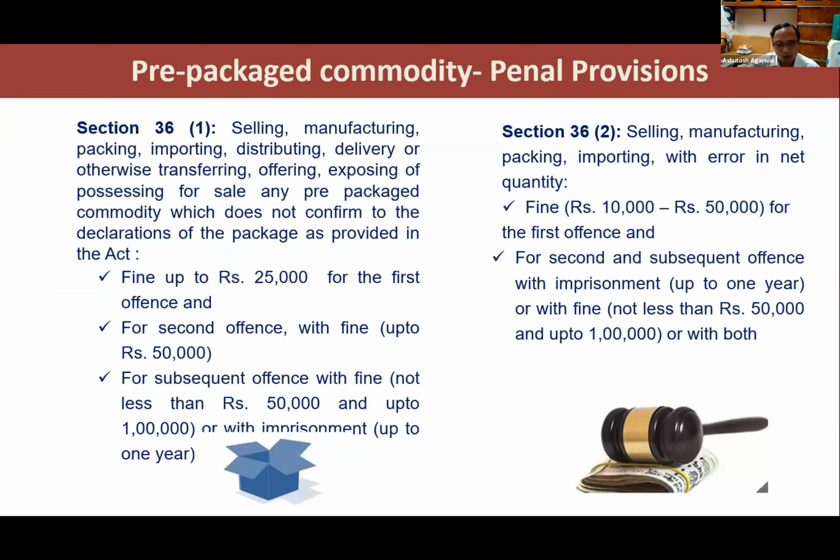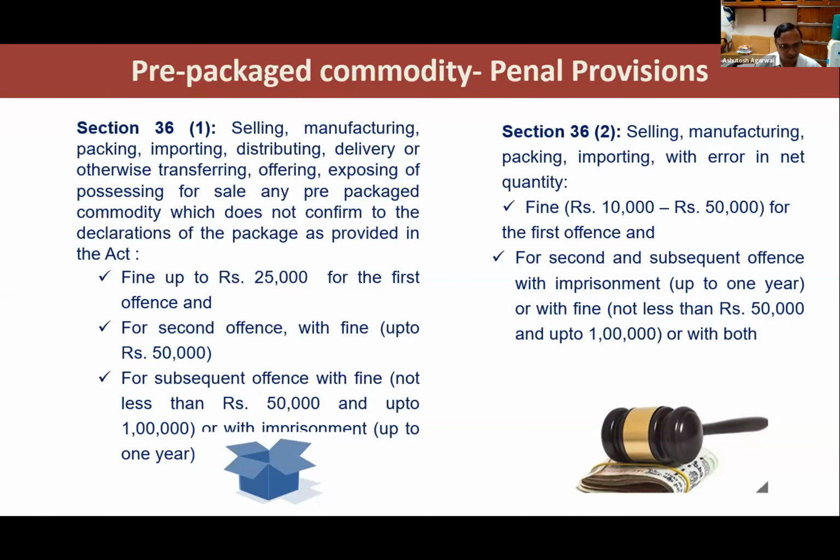Section 36 provides for the penalty provisions. If there is a problem in declaration, then selling, manufacturing, packing, importing, distributing, delivering, or otherwise transferring, offering, exposing, or possessing for sale any prepackaged commodity which does not conform to the declarations of the package. In this case, the first offense is compounded at the cost of rupees 25,000.